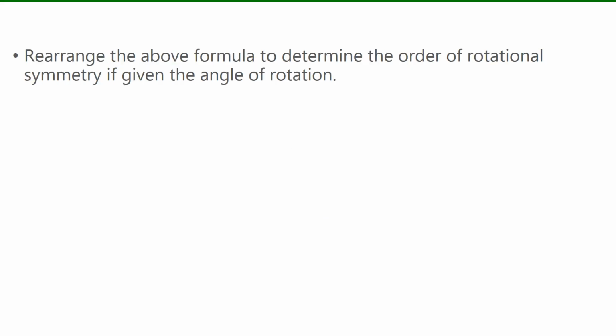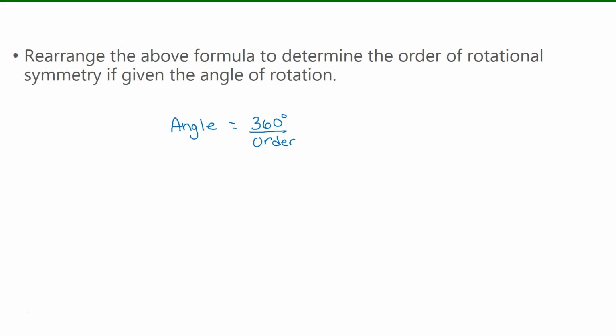Now we're asked to rearrange the above formula to determine the order of rotational symmetry if given the angle of rotation. So the above formula is good when you're looking for the angle, but if you have the angle and want the order, how can we do that? So let me write down the formula. The angle of rotation is equal to 360 degrees divided by the order.